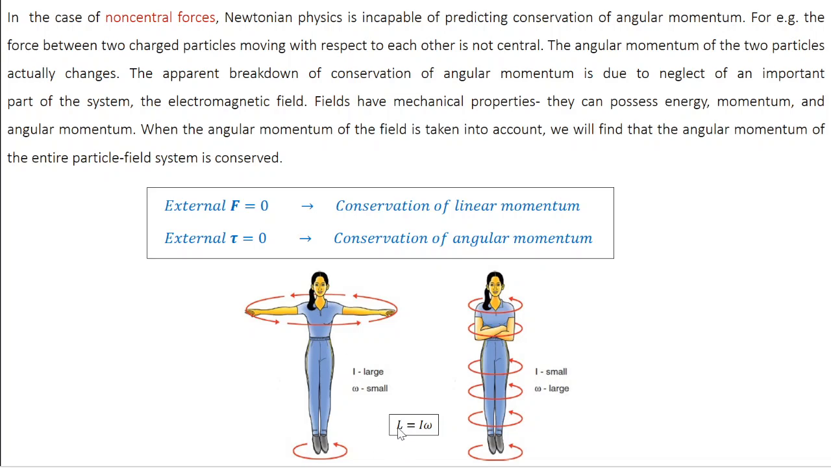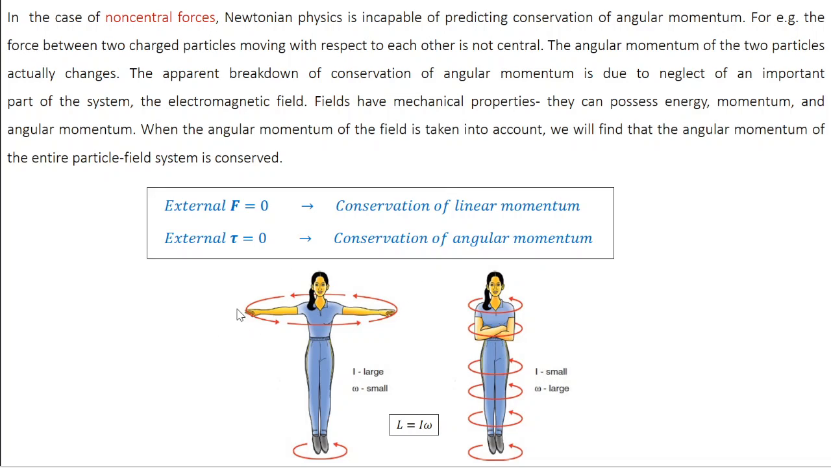We know that angular momentum L is a product of moment of inertia I and angular velocity omega. And moment of inertia depends on the distribution of mass. So when the dancer extends her arms, the distribution is larger, so the moment of inertia is also large. On the other hand, when she keeps her hands close to her body, the distribution decreases. Consequently, the moment of inertia also decreases.